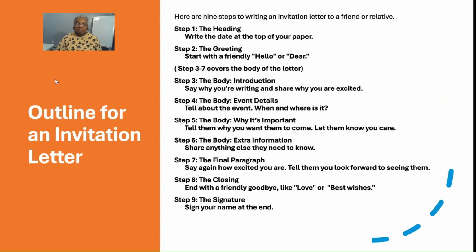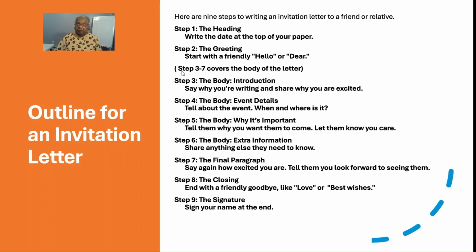Let us begin. Here are 9 steps to writing an invitation letter to a friend or relative. Step 1, the heading. Write the date at the top of your paper. Step 2, the greeting. Start with a friendly hello and the person's name, or dear and the person's name. Steps 3 through 7 cover the body of the letter.